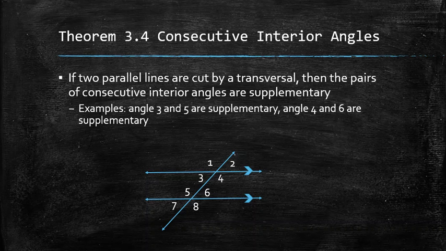Theorem 3.4, Consecutive interior angles. If two parallel lines are cut by a transversal, then the pairs of consecutive interior angles are supplementary. For example, angle 3 and angle 5 are supplementary, and angle 4 and angle 6 are supplementary, meaning they add up to 180 degrees.